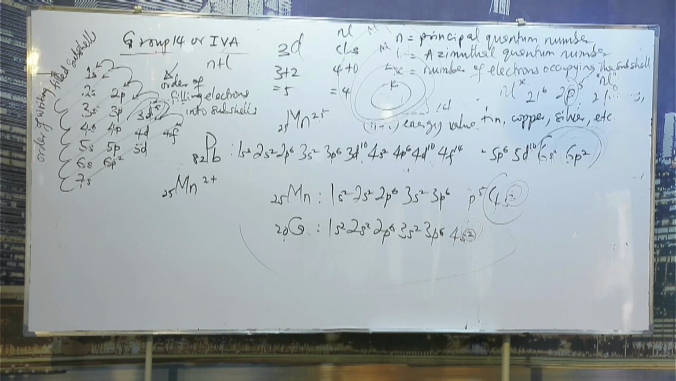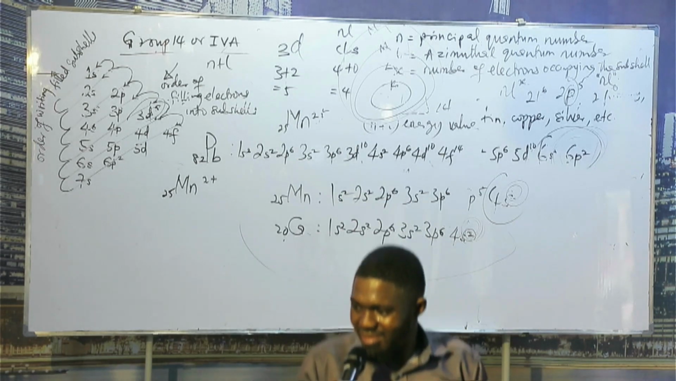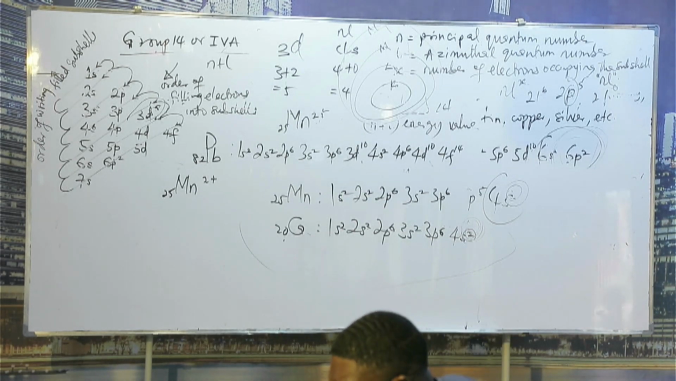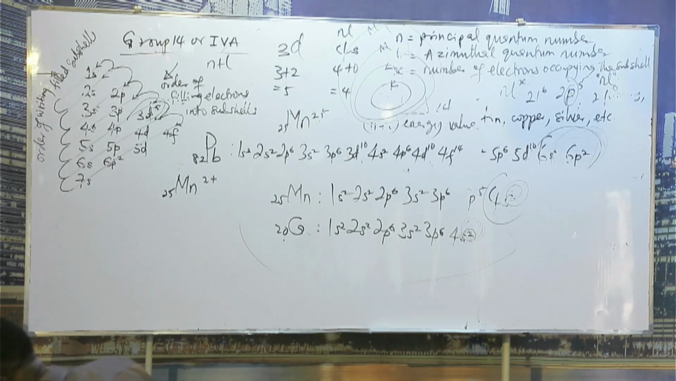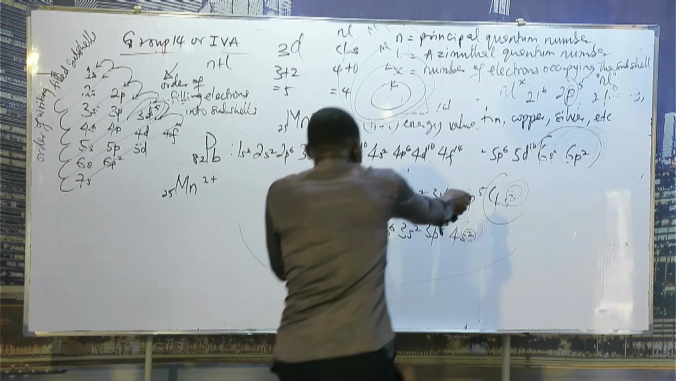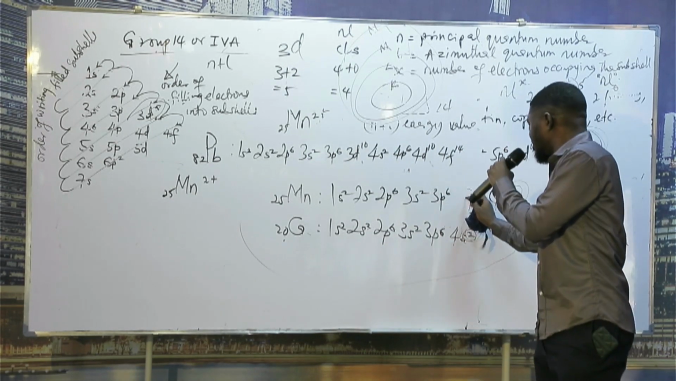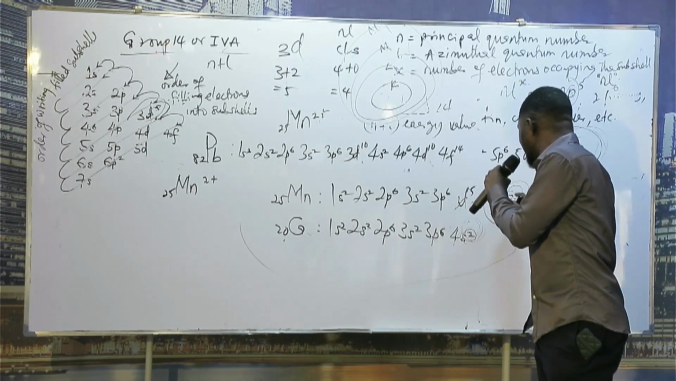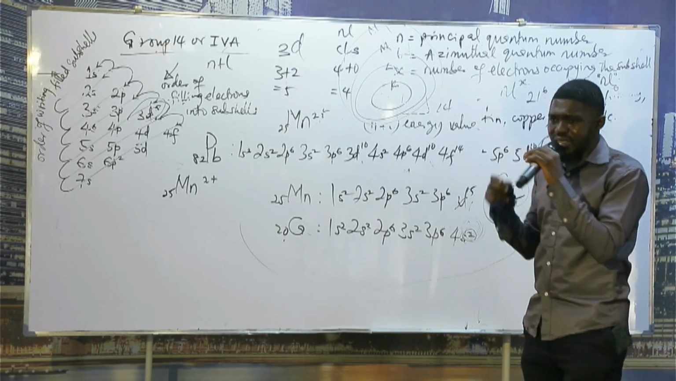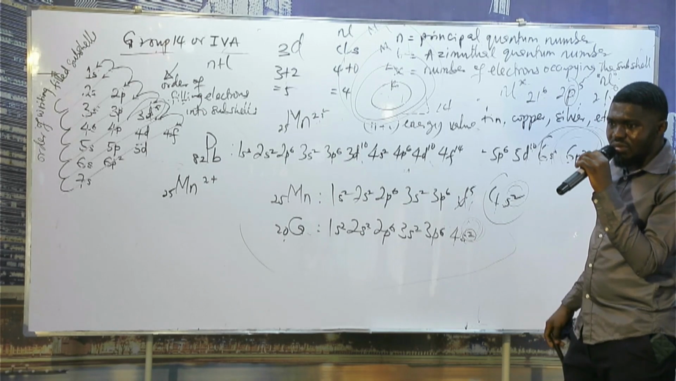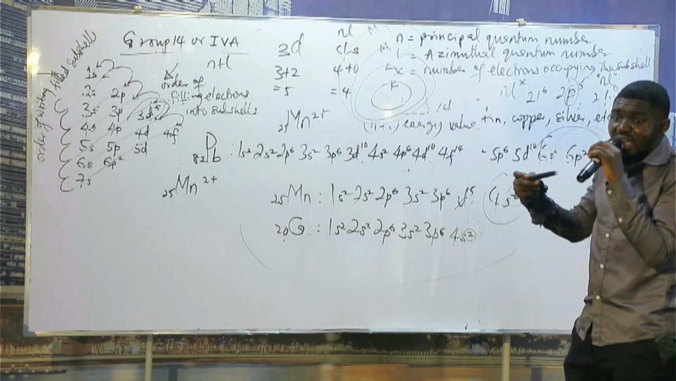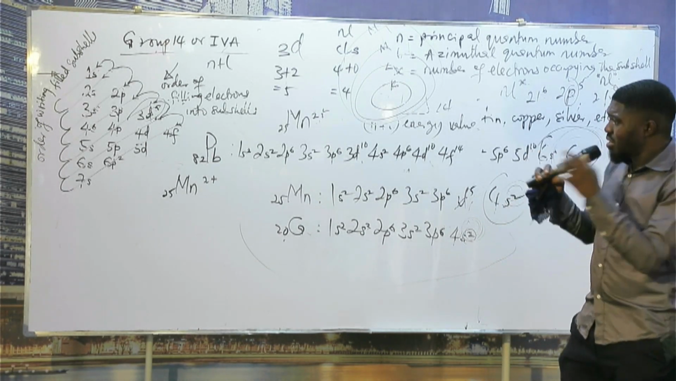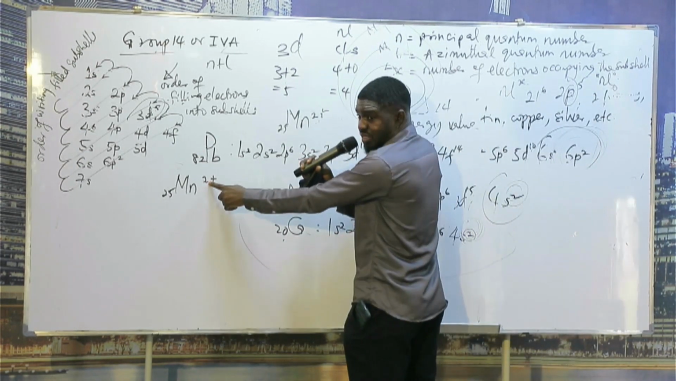Is it right? You don't need to be confused. Write the electronic configuration of manganese. We wrote it before now. See manganese here. That's what I'm asking you. The thing is that you don't want to understand something. You want to write the electronic configuration of this.